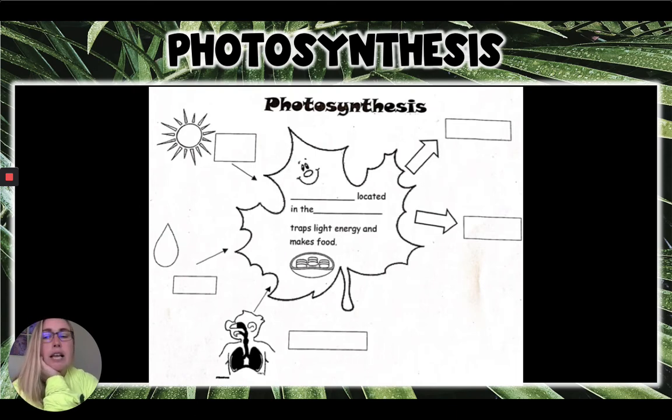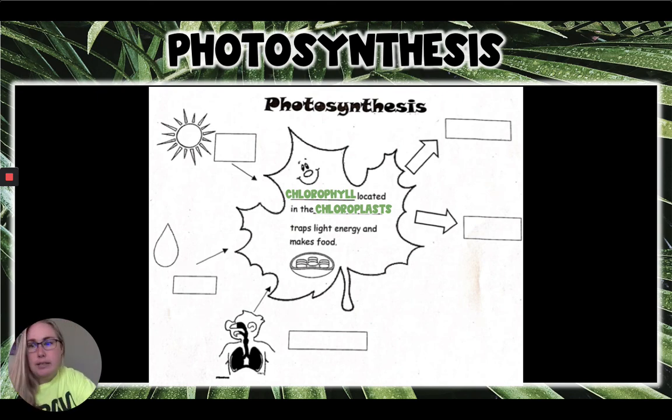All right, so the last part of your notes today is just a review of everything that's been in this video, in another format. To start, we have chlorophyll, which is that green gooey stuff that is located inside the chloroplasts of plant cells. This chlorophyll traps light energy and makes food for plants.